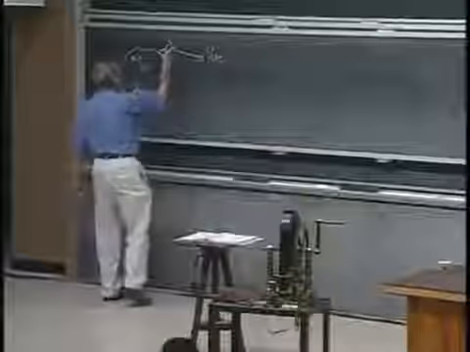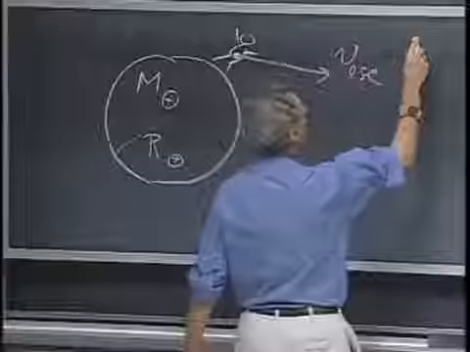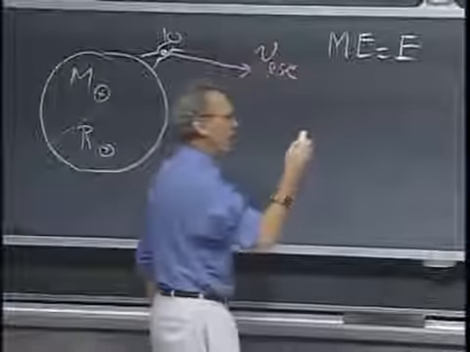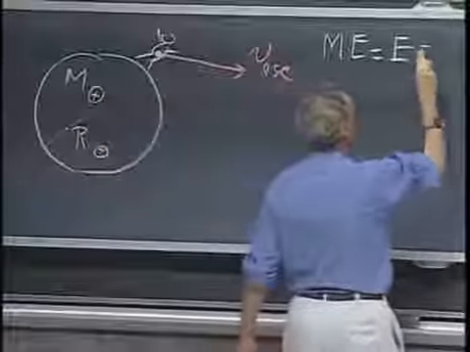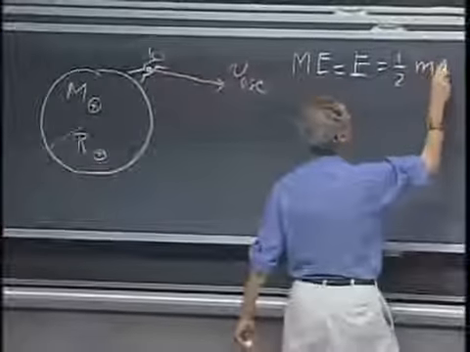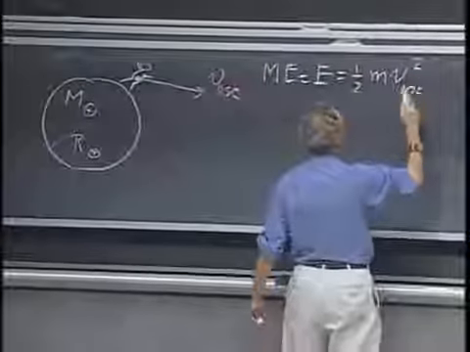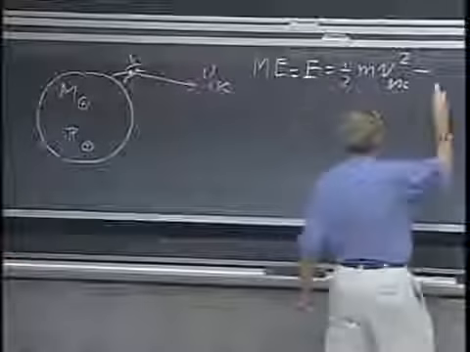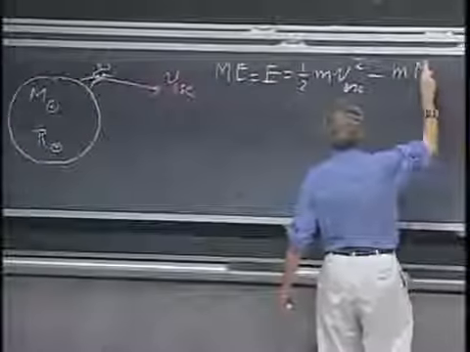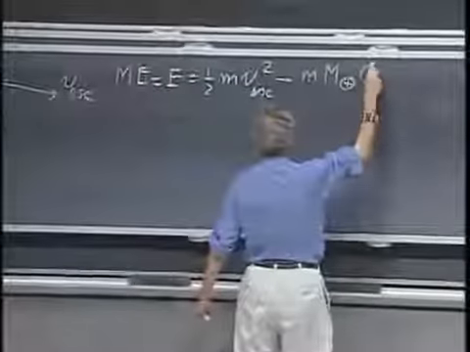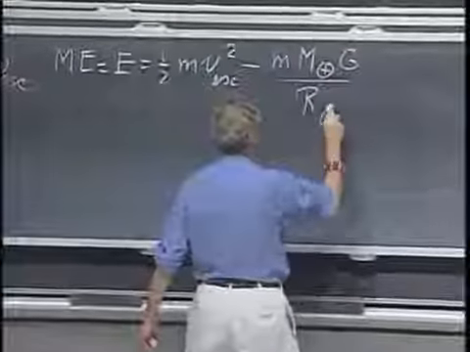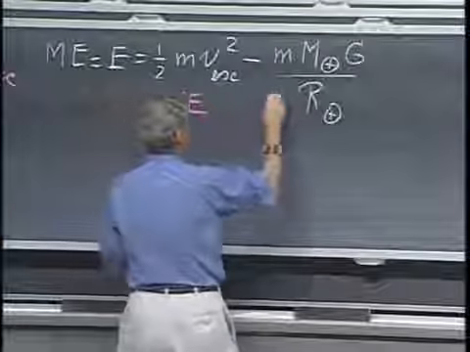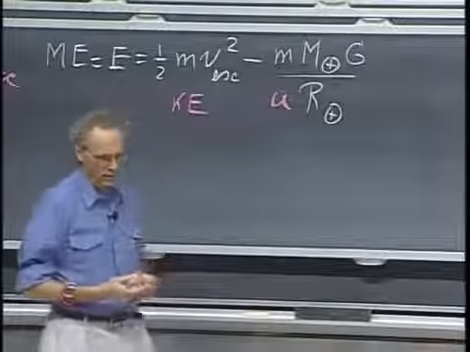Well, when you're standing here and you have that speed, your mechanical energy, which we often simply call E, the total energy, is the sum of your kinetic energy, this is your mass, this is your escape velocity squared, plus the potential energy, and the potential energy equals minus m M_Earth G divided by the radius of the Earth. So this is your kinetic energy, and this is your potential energy, always negative, as we discussed before.